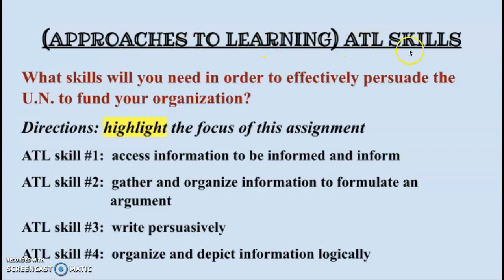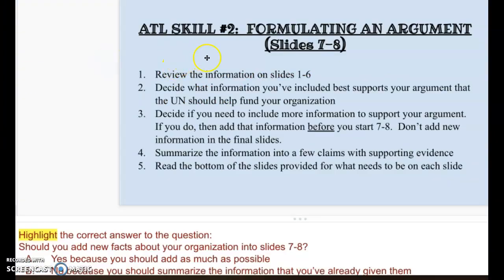Approaches to learning, or ATL skills. What skills will you need in order to effectively persuade the UN to fund your organization? Below are the 4 main ATL skills that we're focusing on for this unit. We've already reviewed skill number 1, access information to be informed and to inform, and now we'll be working on ATL skill number 2, gather and organize information to formulate an argument. Please now highlight ATL skill number 2. Again, it's ATL skill number 2, formulating an argument.